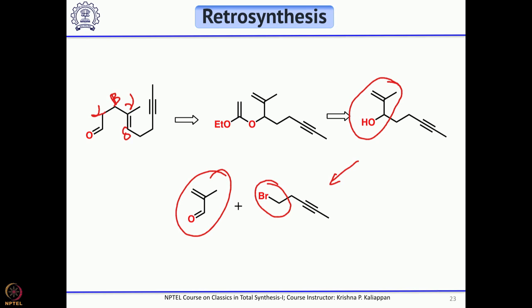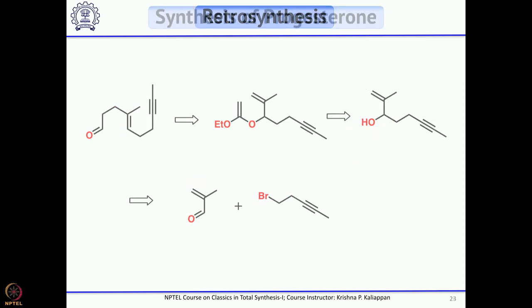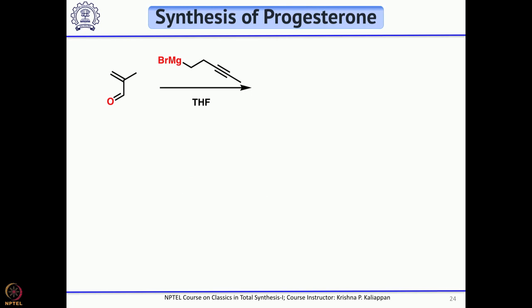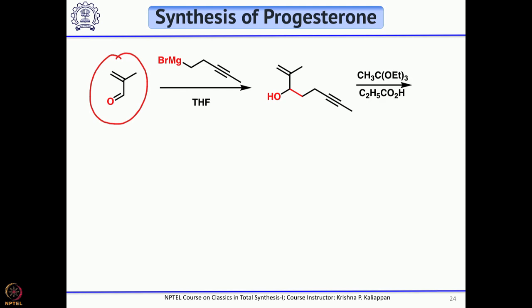And that allylic alcohol can be prepared from this alpha, beta unsaturated aldehyde and the Grignard reagent. So it is a very, very simple retrosynthesis, and the synthesis started with this aldehyde, and you do the Grignard reagent in THF, you get the allylic alcohol which is required for the Johnson Claisen rearrangement. For that you treat with triethyl orthoformate with a catalytic amount of propionic acid, very important. You cannot use excess, otherwise it will form the corresponding ester. Very, very catalytic amount of propionic acid, and it forms this intermediate.